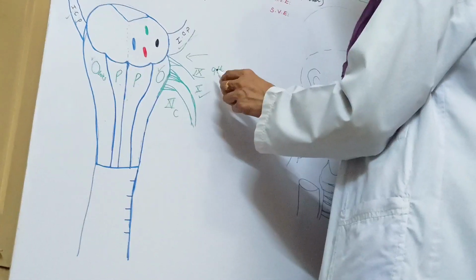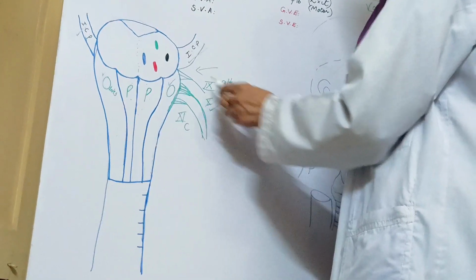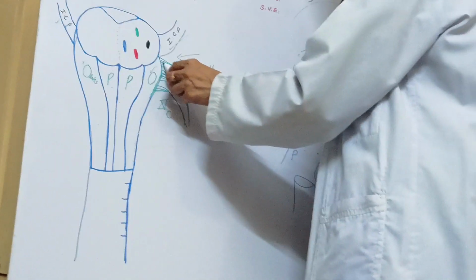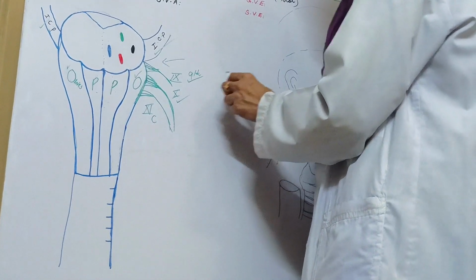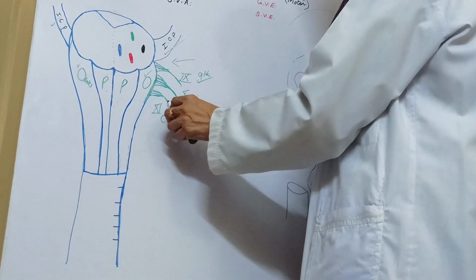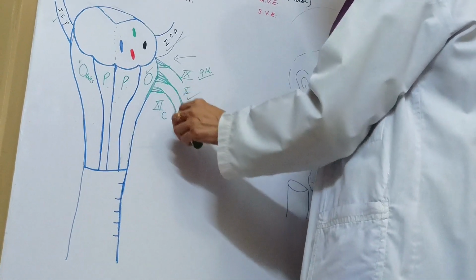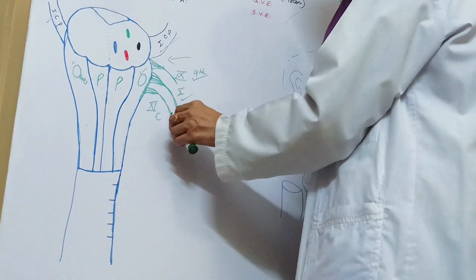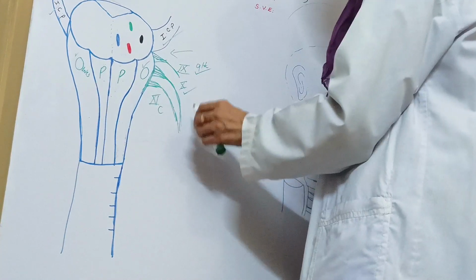But there are two other friends, two other nerves that accompany the vagus nerve. There are the rootlets of the 9th cranial nerve, which is glossopharyngeal, and you can see the cranial part of the 11th cranial nerve, which is the accessory nerve, right? This cranial part travels along with that of the vagus nerve.